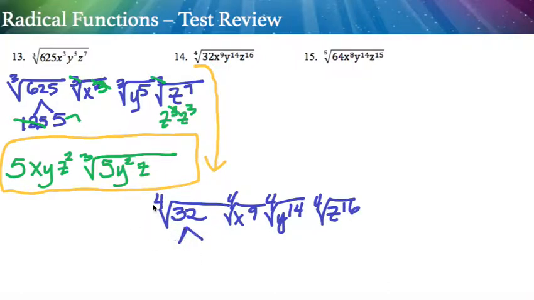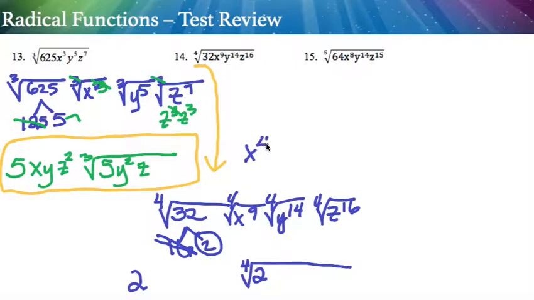Inside of 32, the one that we talked about was 16. The 4th root of 16 is 2. So this one, the 4th root of 16 is 2, which means it comes out of the radical. And then I'm going to figure out what the rest of my answer is. Okay, now the 2 is going to have to stay inside the radical because I can't take a 4th root of 2.